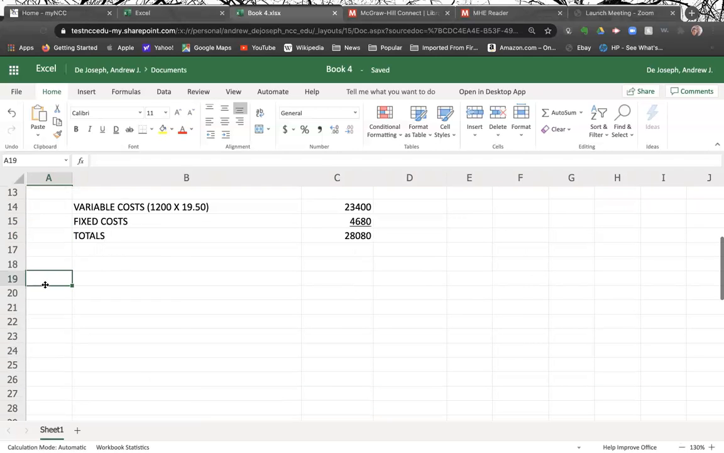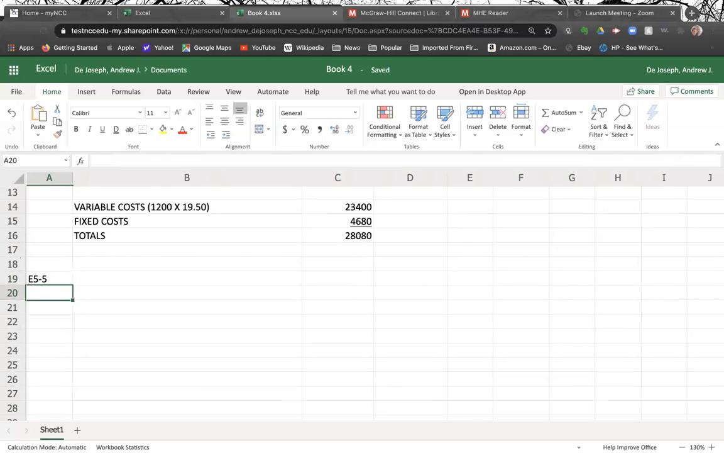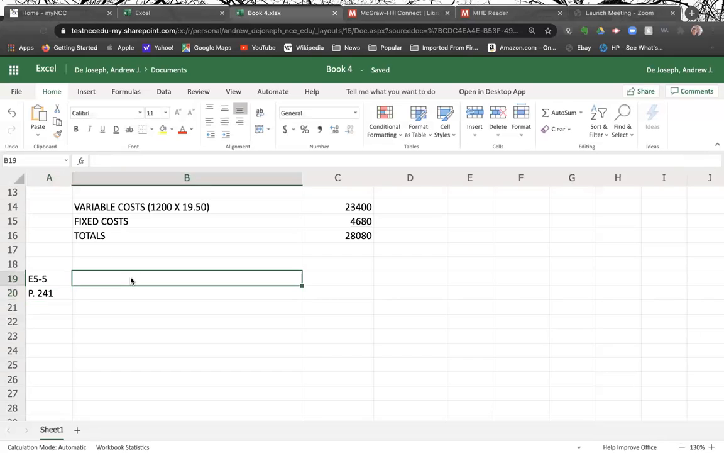Because then I think we could work backwards. Exercise 5-5, and this is also on page 241, and then it goes over to page 242. So if we do this backwards, produce a contribution margin income statement.